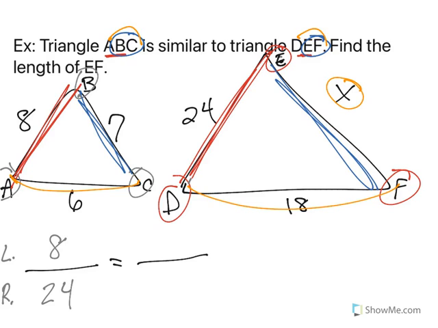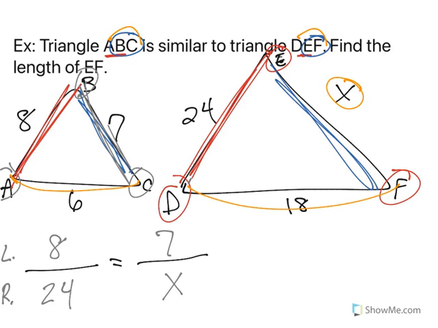Then I'm going to use the right side. So the left triangle on the right side has a side of 7. The right triangle has that side of X. Now that we have our proportion set up, we can go ahead and solve. Now do notice that side BC, this side here, is smaller than AB. That means our side of X, the length of EF, should be smaller than 24.